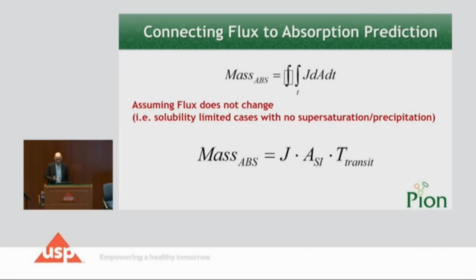I showed that the mass absorbed would be the integration of flux through area and through time. So let's assume that flux doesn't change. This happens, for example, if you have solubility-limited absorption, when the drug is always in equilibrium with its solid form, and it's not supersaturating and not precipitating. So just start with something very simple. In this case, you can easily integrate this, and then the mass absorbed will be flux times the area of the small intestine, or area available for absorption, times transit time.